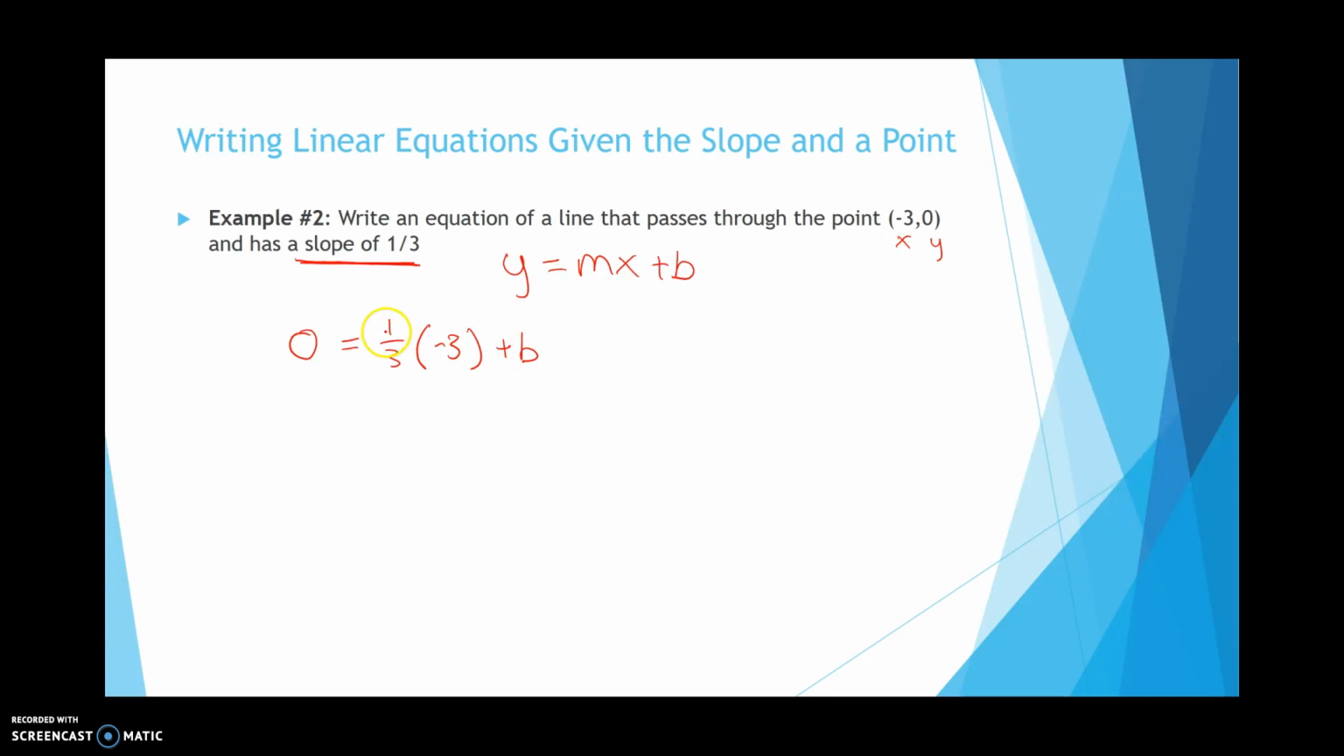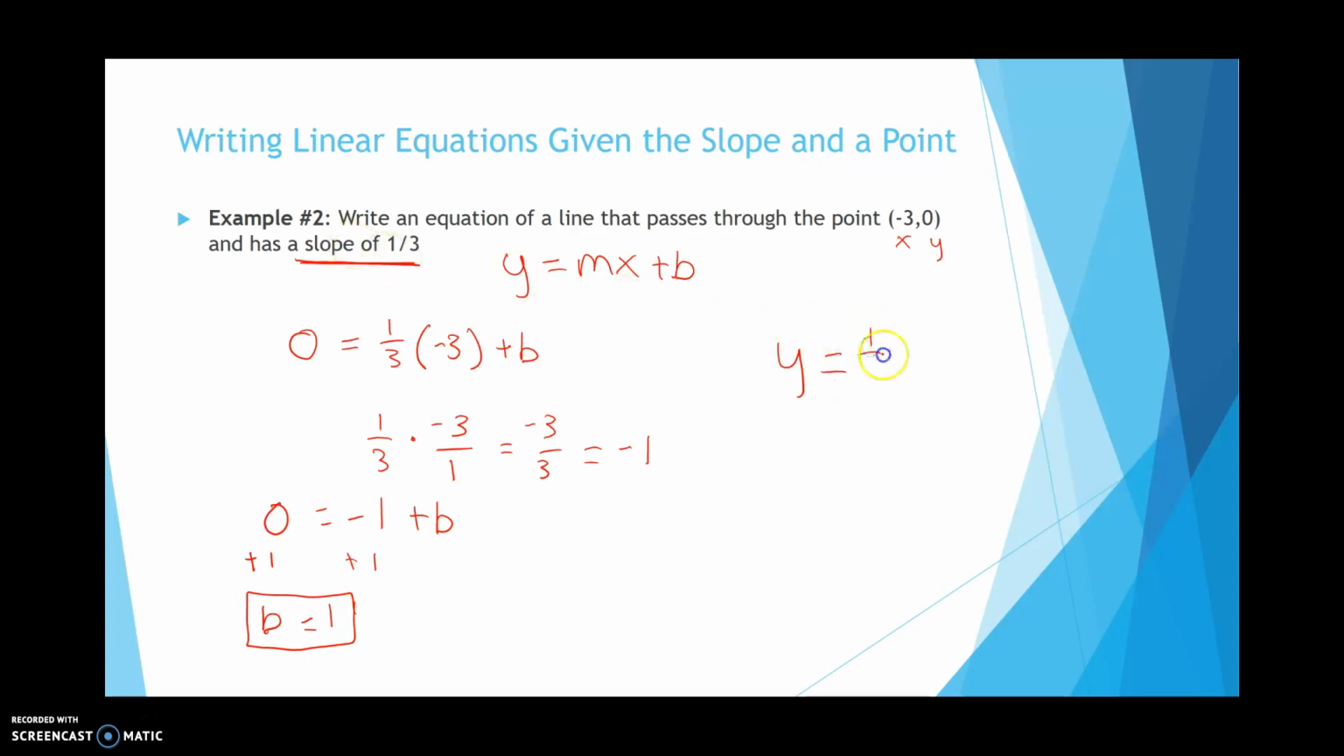When solving this, let's multiply 1/3 times negative 3. When we're multiplying fractions, remember you just multiply across. We can think of this as negative 3 over 1, which becomes negative 3 over 3, which simplifies to negative 1. So this is 0 equals negative 1 plus b. To get b by itself, we're going to add 1 to both sides. So b is going to equal 1. Now that I've solved for b, we'll write this as y equals, my slope m is 1/3, x plus my b now is 1. And that'll be my final answer for example number 2.